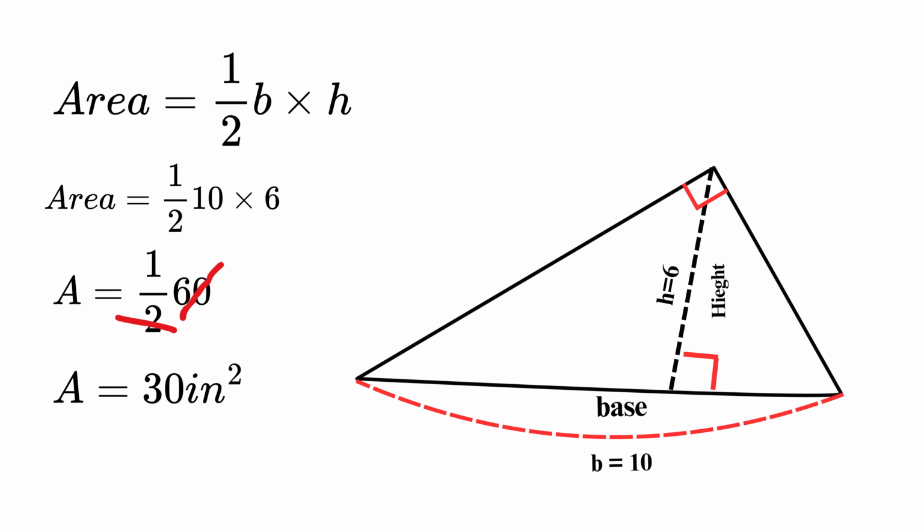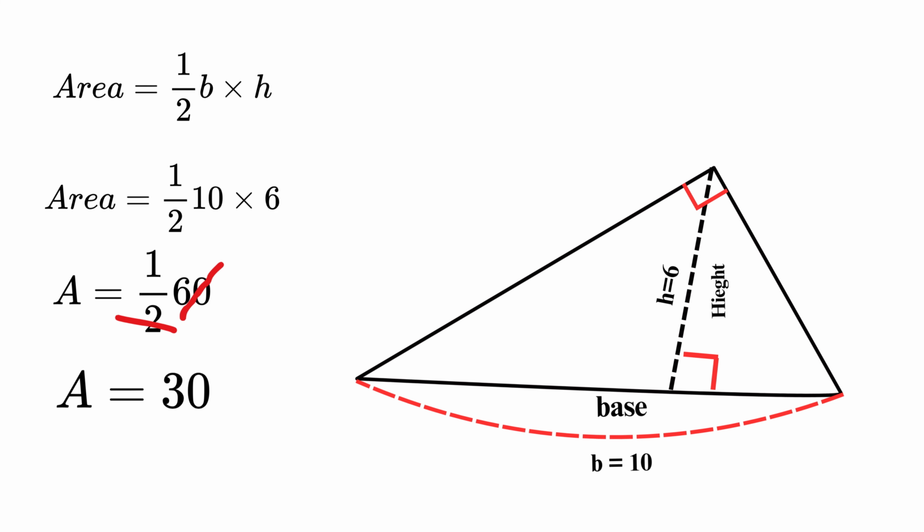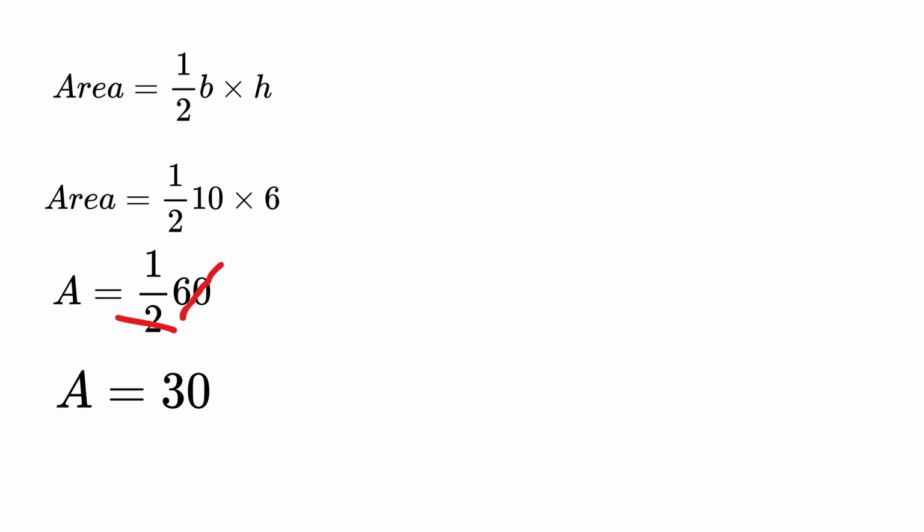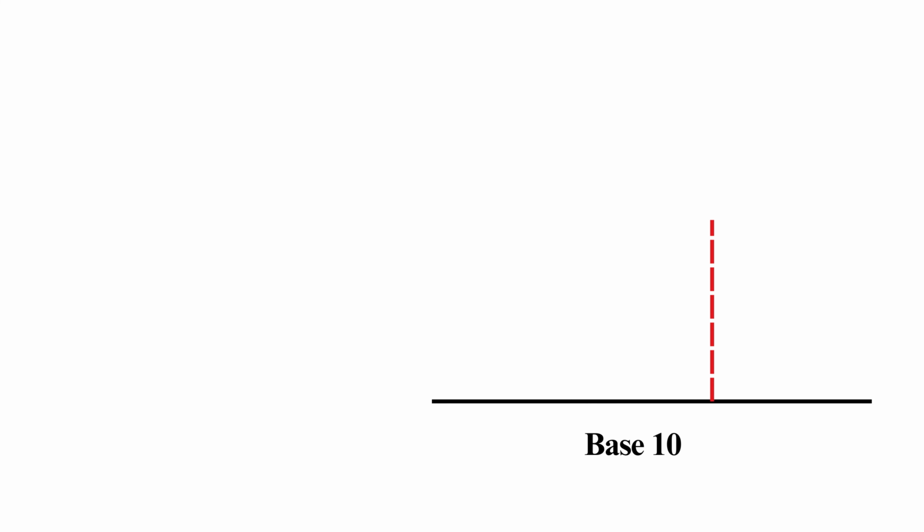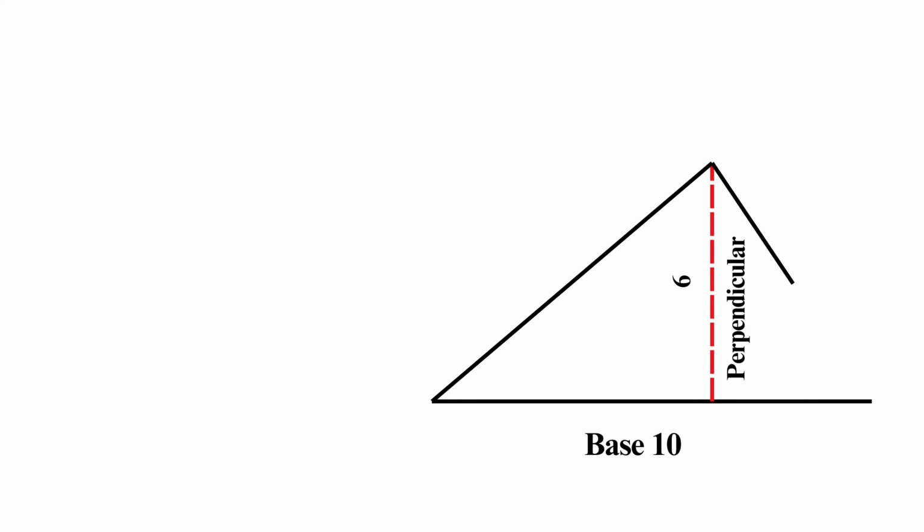The only problem is this. If you just go through that rote calculation, it's not the correct answer. Let's try to understand. Imagine we have a base of 10 inches. Suppose we draw a perpendicular to this base that's 6 inches long. Now, what happens if we complete a triangle with these 3 vertices? Will the angle at the top be 90 degrees? It doesn't look like it.